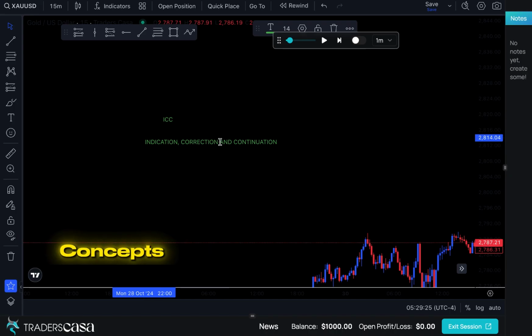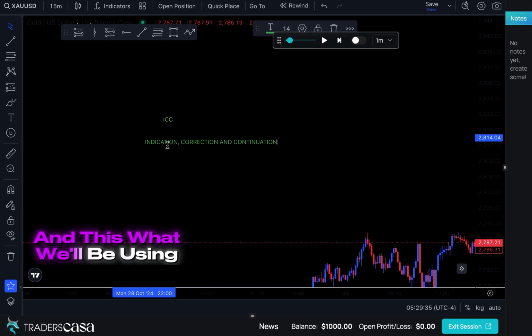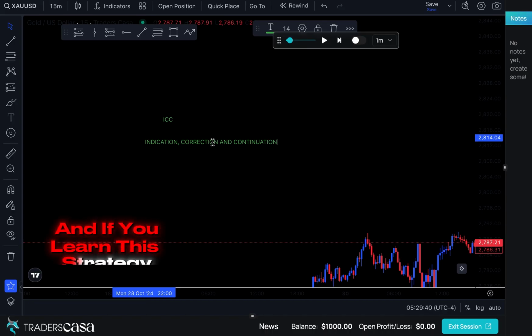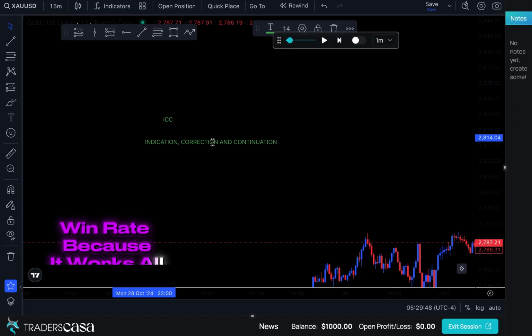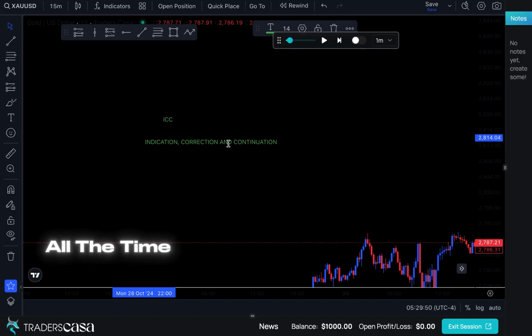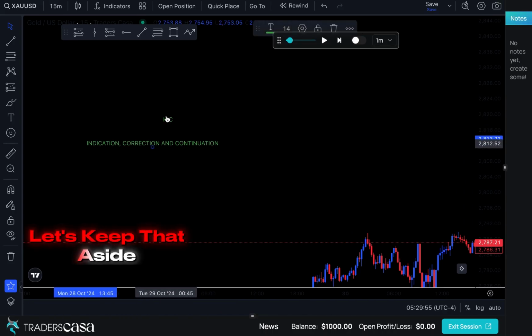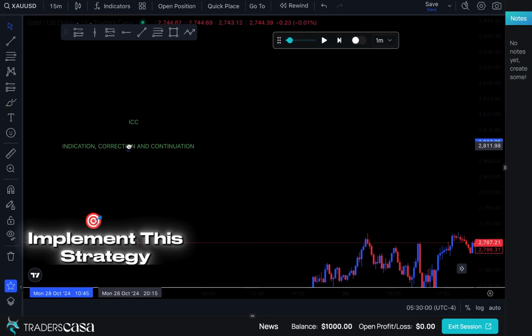These three concepts each have a different meaning and a different approach to the market. You understand? So they all mean different things, and this is what we'll be using to take a lot of money from the market. And if you learn this strategy very well, you're going to have a win rate of at least 90%, because it works all the time. I must assure you, it works all the time. So let's keep that aside. How do we implement this strategy?